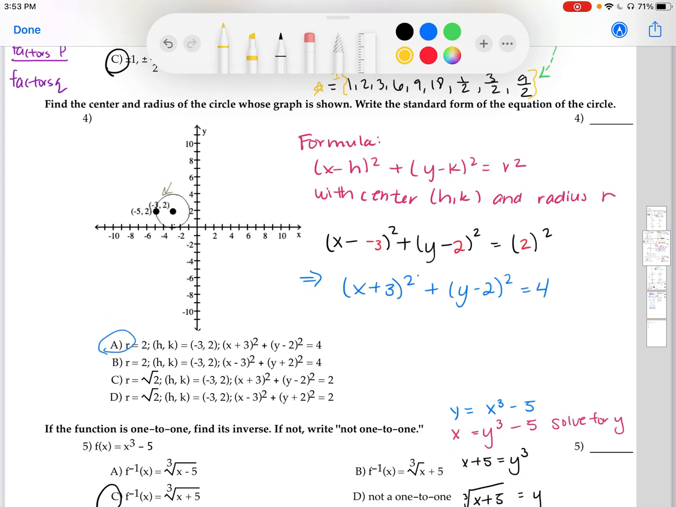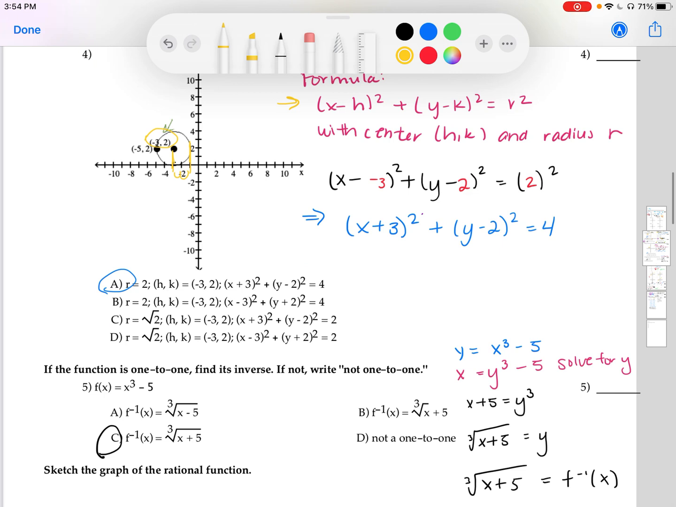4. Find the center and radius of the circle whose graph is shown. All right, so we see that we have a center of negative 3, 2, and we have a radius of, if we count the units, we have a radius of 2. If it's helpful, you can use your formula to come up with your answer. And we see that A is the matching result.